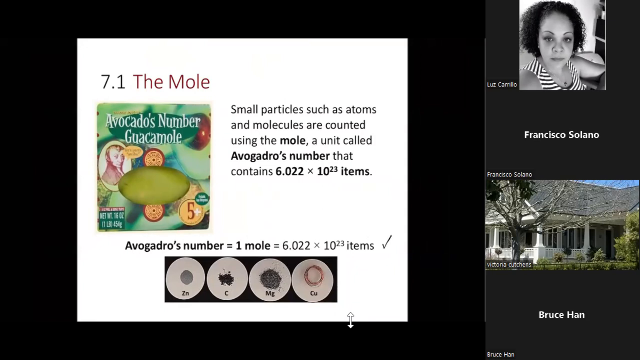Also, there are some not so funny jokes in chemistry about how the mole can be like a guacamole. Anyways, I haven't even memorized it because I don't find it funny. But the more important thing here is that whenever we're talking about a mole of anything in chemistry, it is going to be 6.022 times 10 to the 23rd items. That is a particular number that is very important that you guys know, because this is going to be a conversion factor that we're going to utilize often, okay?